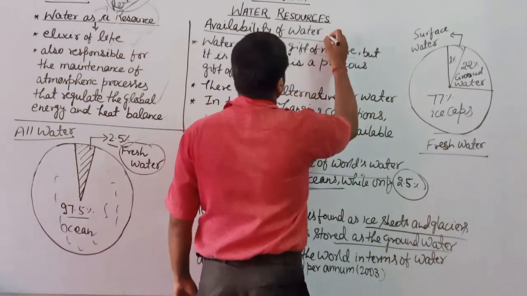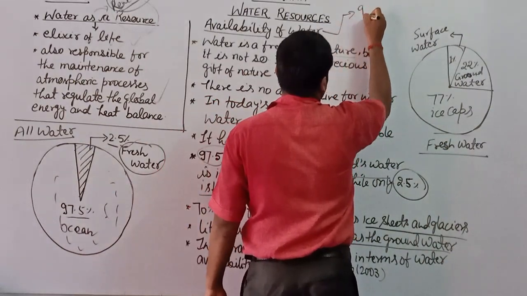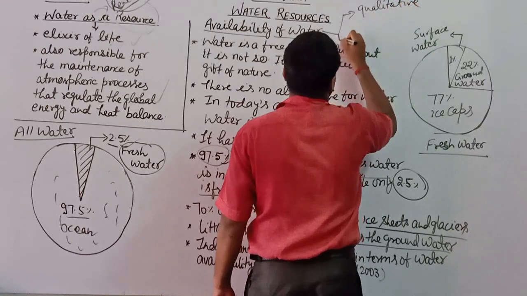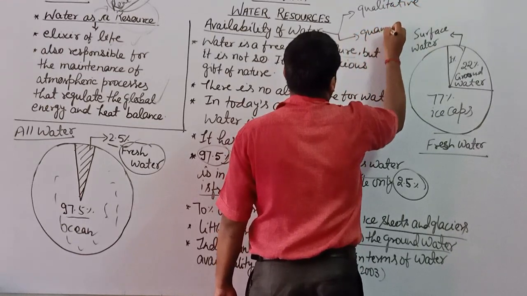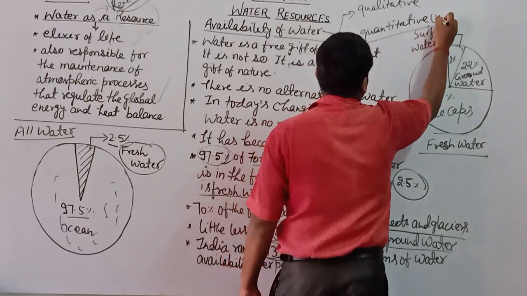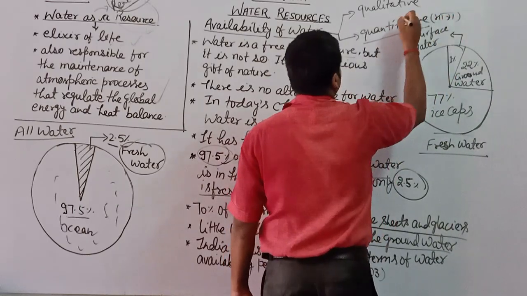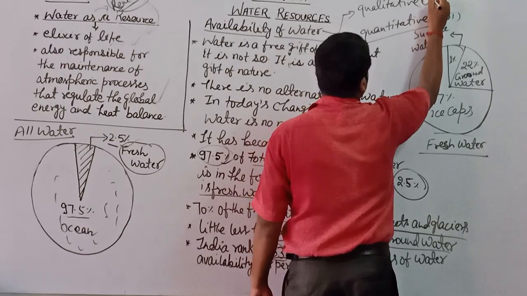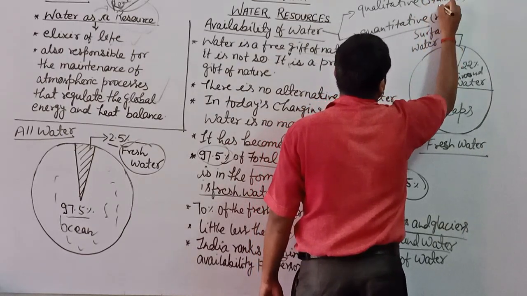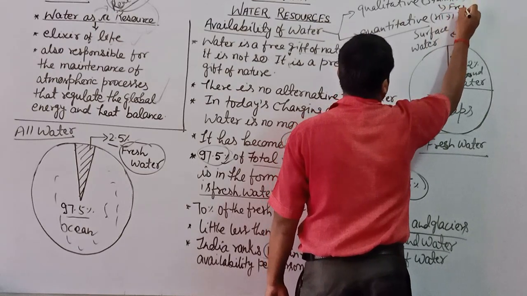मैंने क्या कहा था? तो availability of water के दो dimensions, qualitative and quantitative. क्वांटिटेटिव मतलब मात्रा के रूप में, क्वालिटी मतलब उसकी उपयोगिता, जो उपयोगिता यानी कि फ्रेश वाटर की बात मैं कर रहा हूँ.